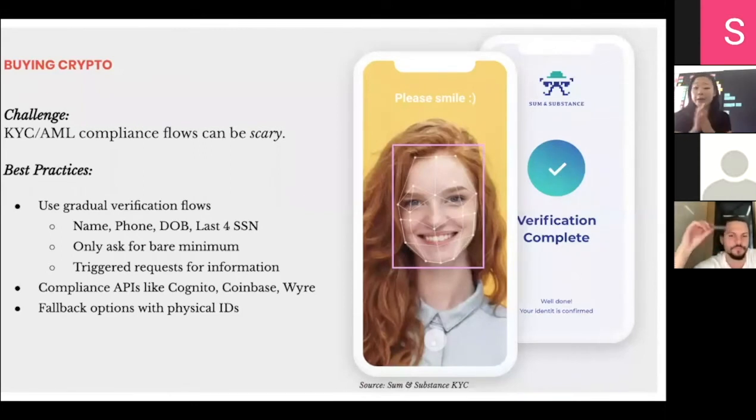I really like how compliance APIs like Coinbase or Wyre are doing it. Definitely check out how the company Sum and Substance is doing KYC, and they make it a very friendly process that's non-intimidating and doesn't feel like you're at the DMV.